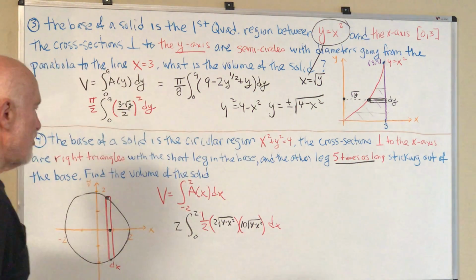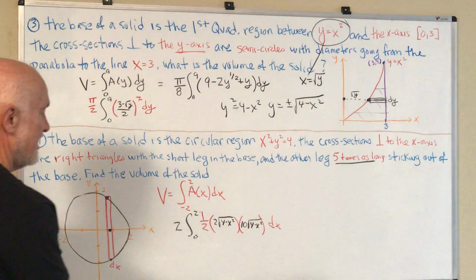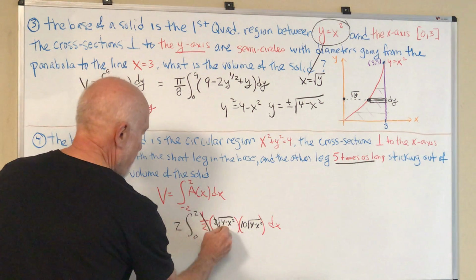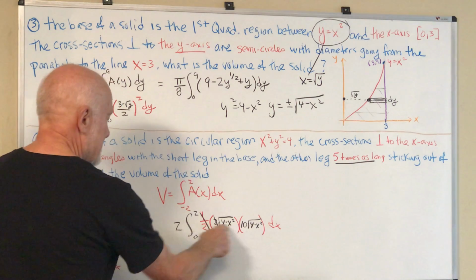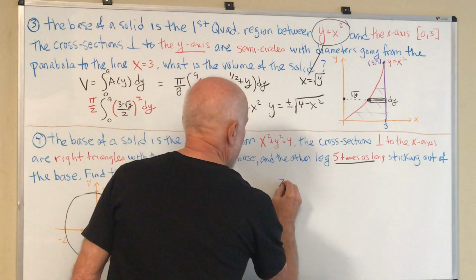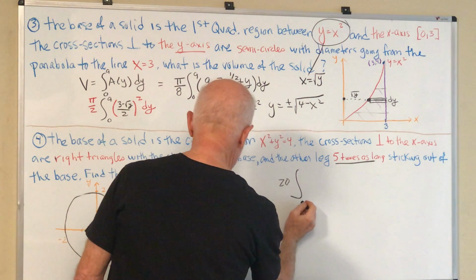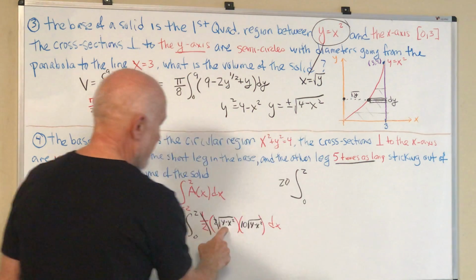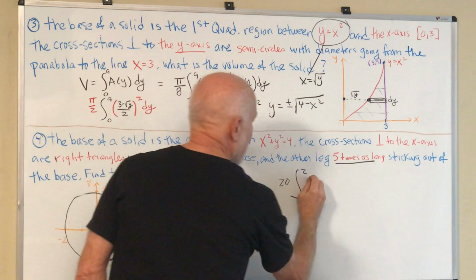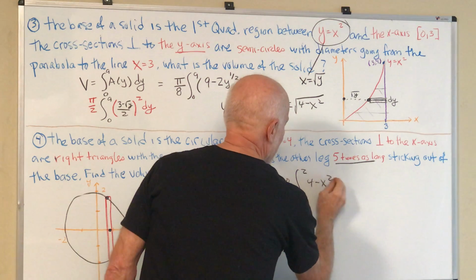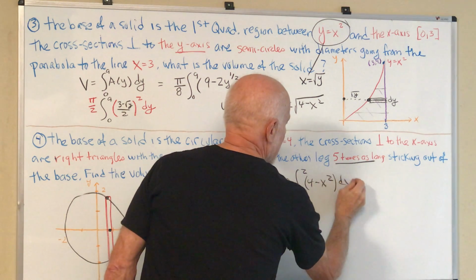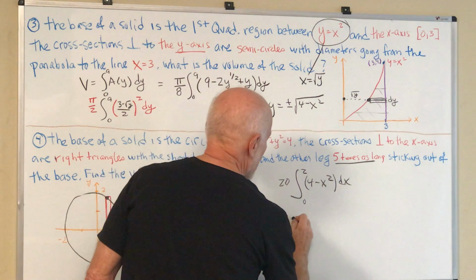And at first look, this one looks pretty hard to do, but then you say, oh, cross out that. You can take the 10 out front. You have 20. And the square root squared is just 4 minus x squared. And it turns out to be not so bad. We might as well finish this one.